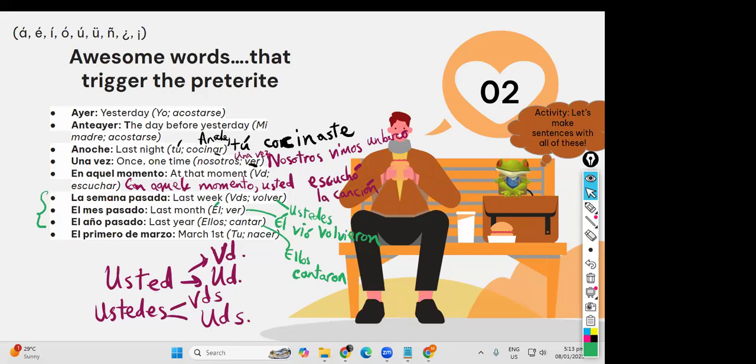All right, guys. Now remember that you have to take off the ending of the word, right? If you don't take off the ending of the verb and you add your endings to the infinitive, you're going to end up with a different tense. You might end up with future tense, right?